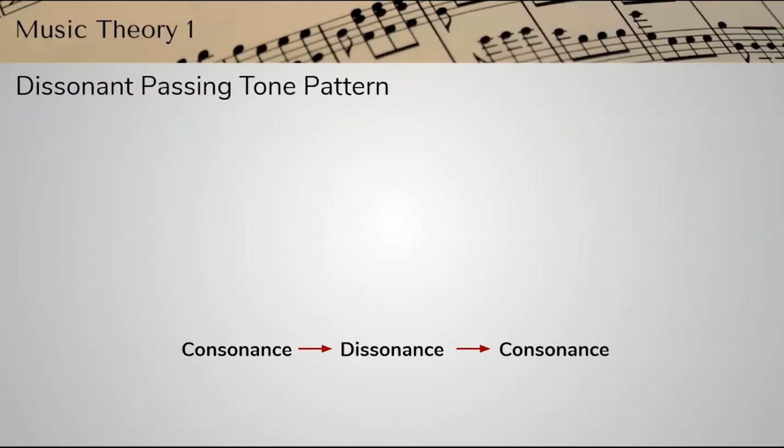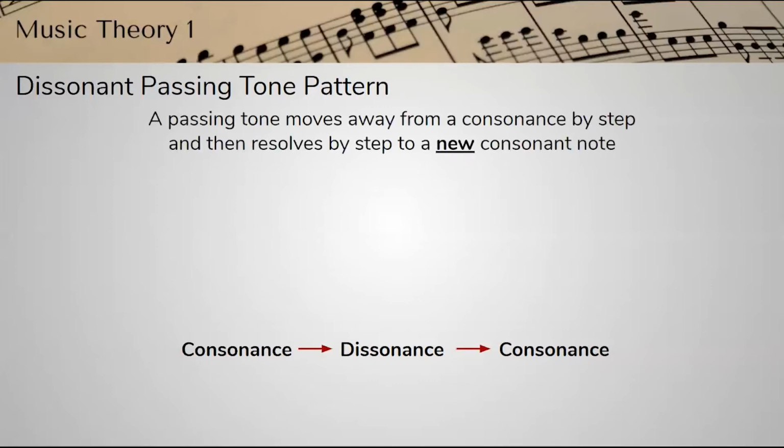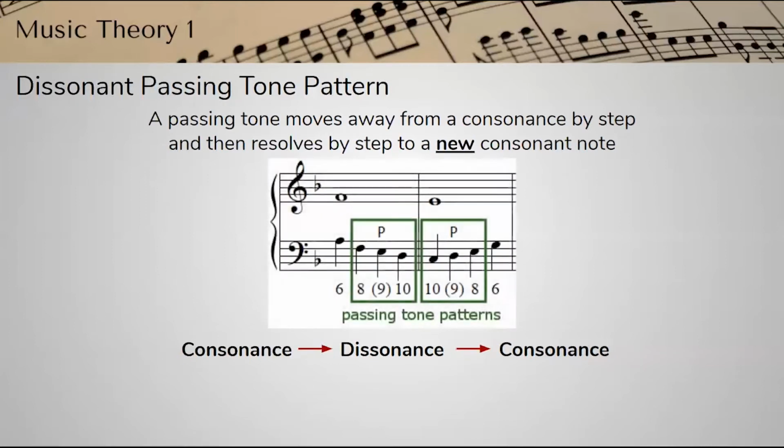For each of these, you'll see that they start on a consonance and go to a dissonance, but they go to that dissonance in a different way. So the first pattern is called a dissonant passing tone pattern. And a passing tone moves away from a consonance by step, like all of them, but then it resolves by step to a new consonant note. Okay? So these 2 are passing tone patterns, 2 separate passing tone patterns in different directions. The first one starts on an octave F, but then it goes down by a step to a ninth, which is a dissonance, but then it resolves down by step to a new note, the note D.